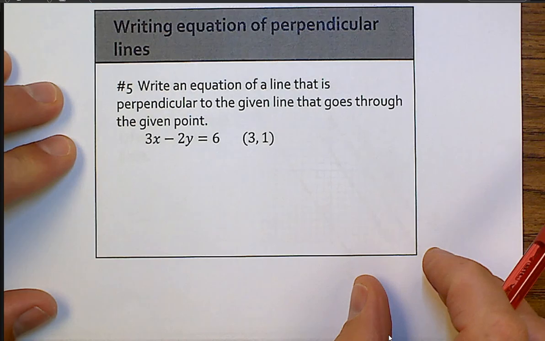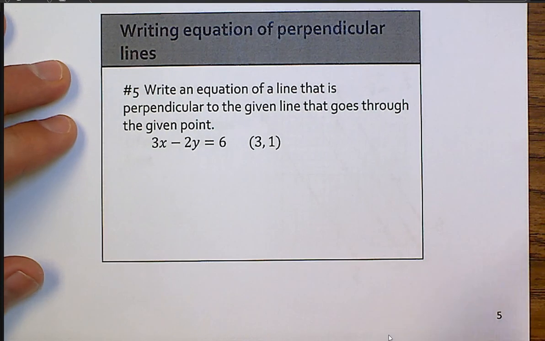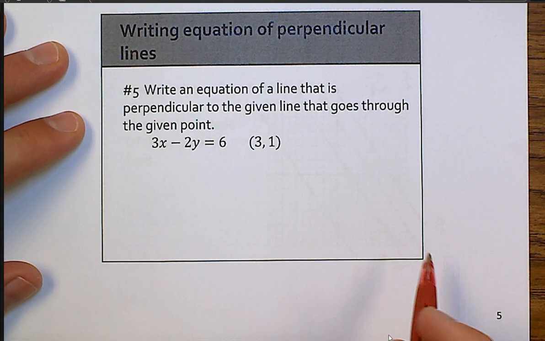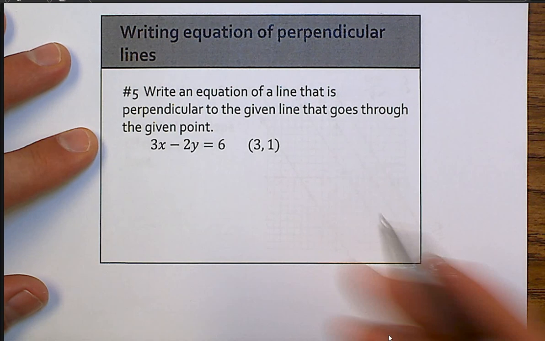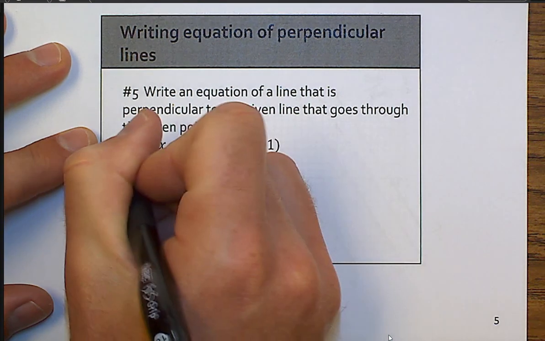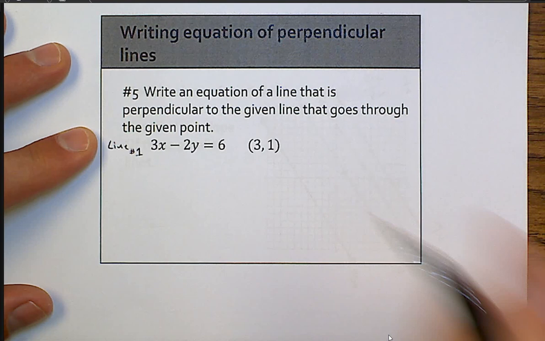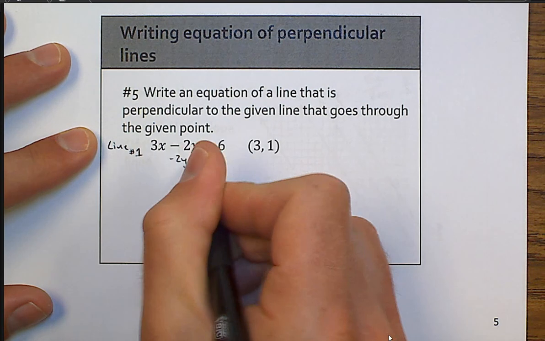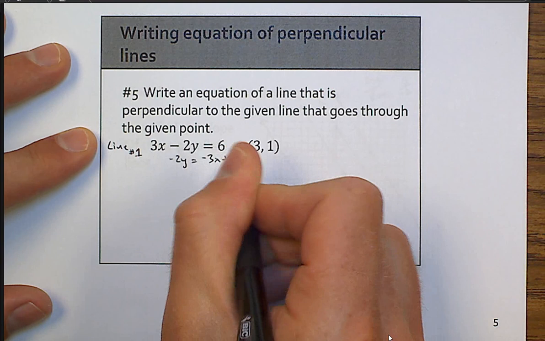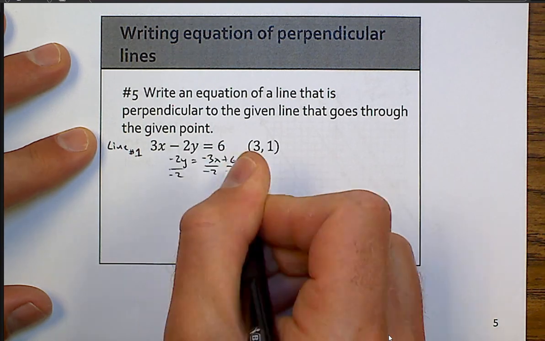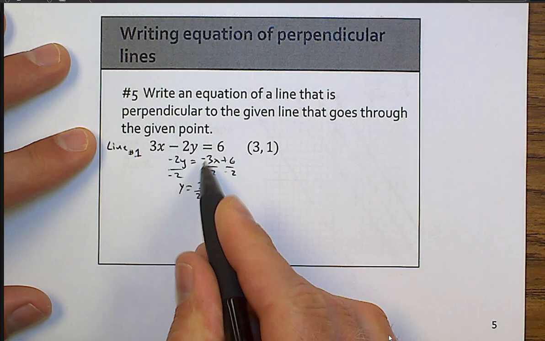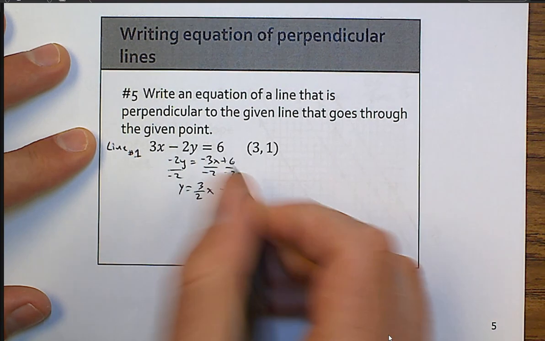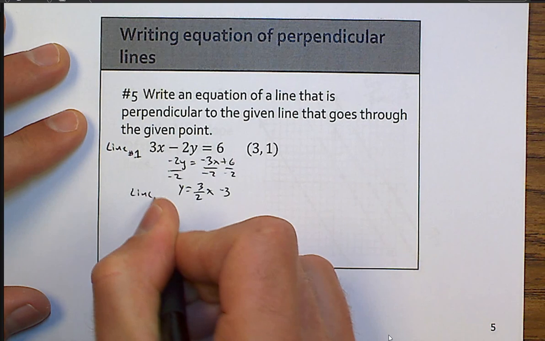This one says write an equation of a line that's perpendicular, so just slightly different. Go ahead and hit pause and try number 5 on your own, see what you come up with. Okay, on this one, it's in standard form, so the first thing we have to do, if this is line number 1, is figure out what the slope is, since I don't know it. Minus 3x over, divide by negative 2, so I get y equals 3 over 2 x, because a negative divided by a negative is positive, minus 3. So that's line number 1.